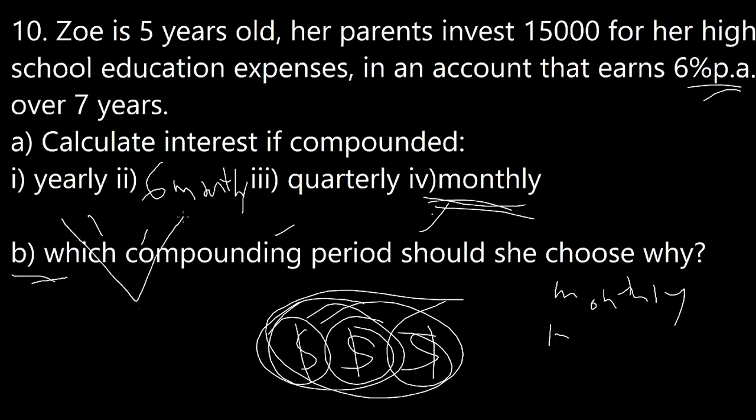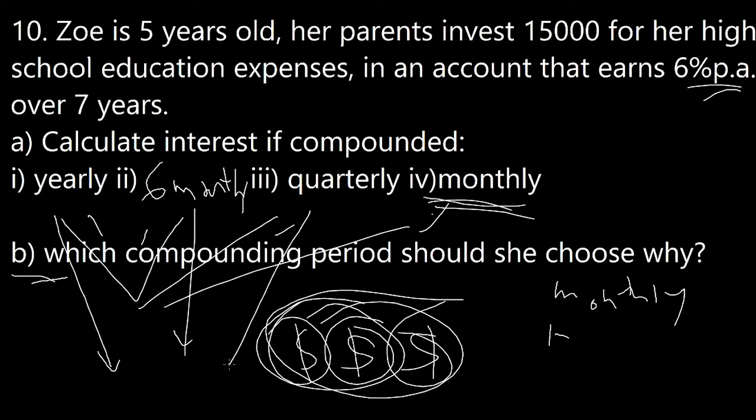So now we're going to have to go in and do each one of these different compounding periods. We should be able to say that yearly will have the least amount of interest, 6 months should have the second least, quarterly the second most, and monthly the most amount of interest that you earn. So let's go in and do these.